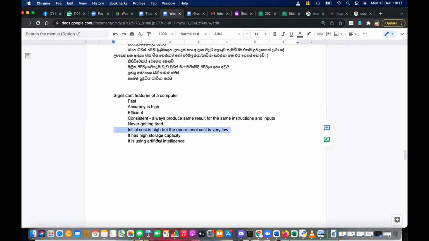Okay, it has high storage capacity, which can store thousands of movies, millions of books, and it's using artificial intelligence too. Those are the features of computers. Hope you can remember. And in case you cannot remember these things or have any difficulty, you can ask, right?